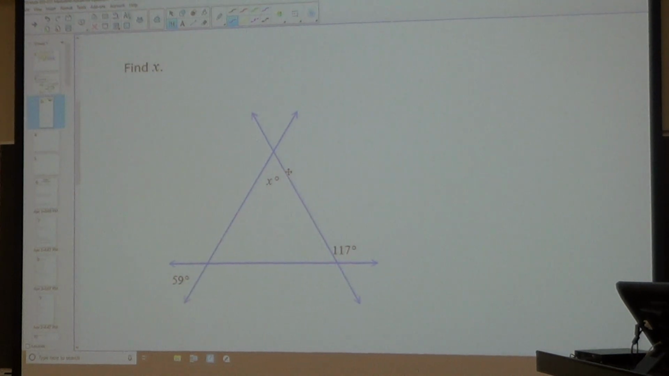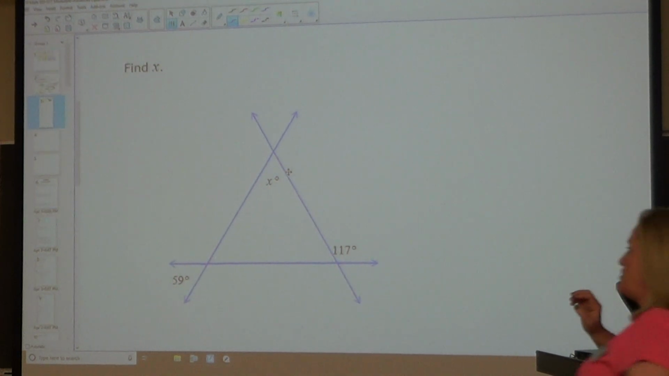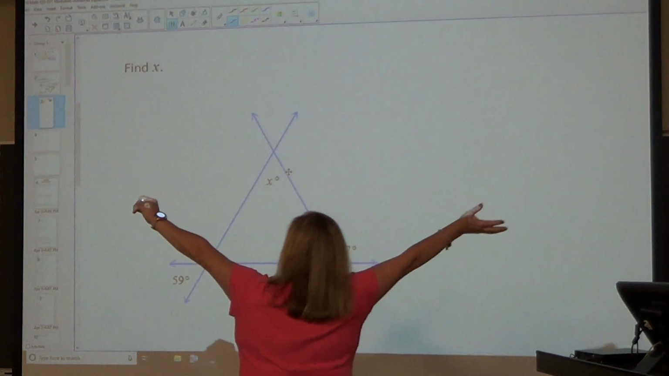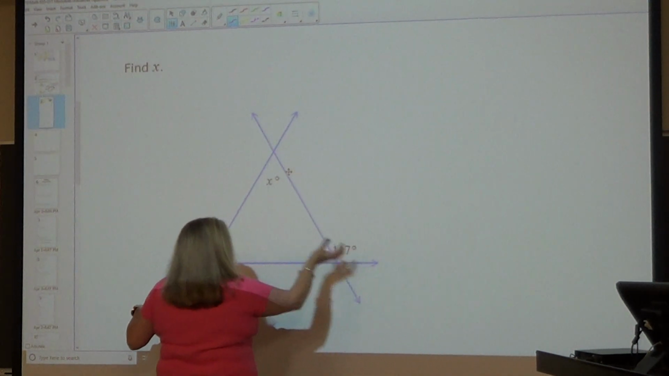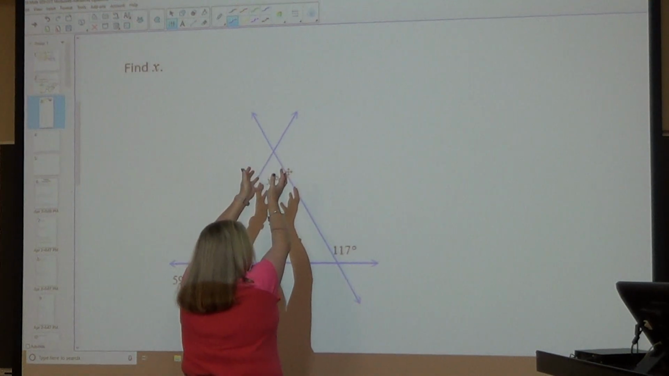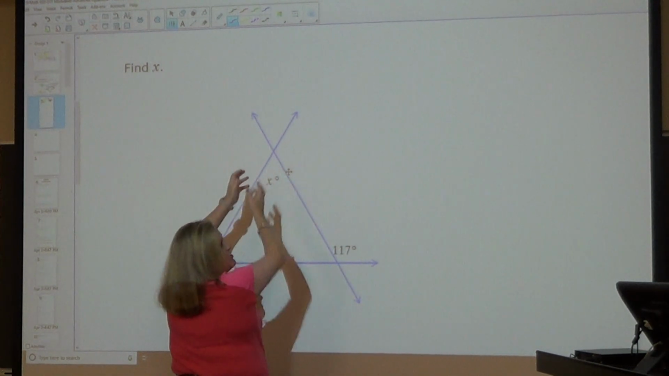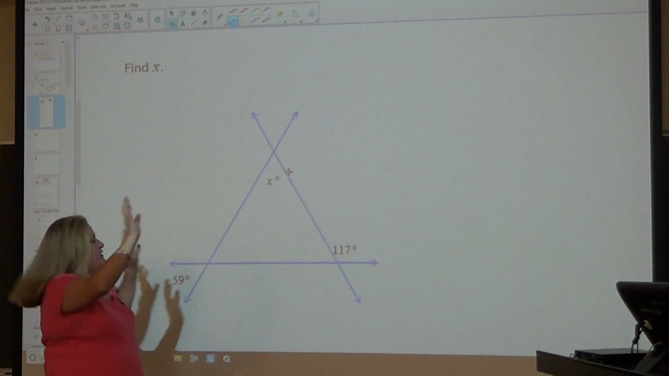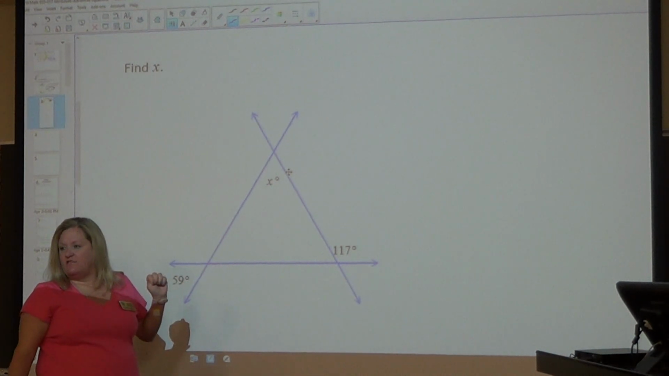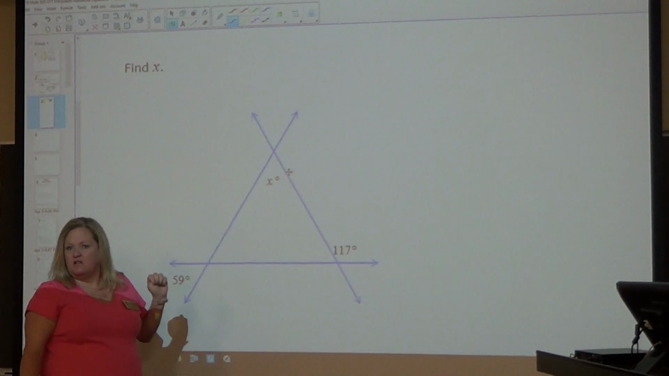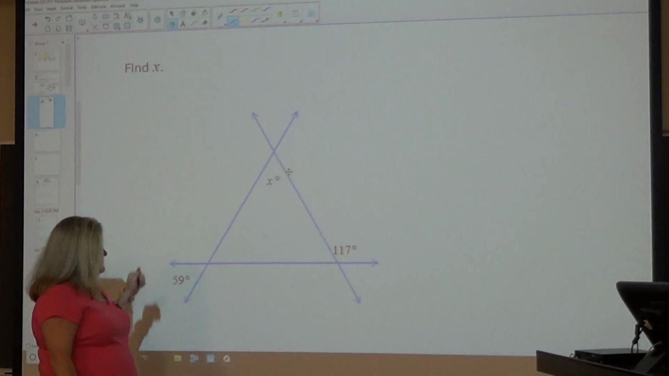This time X was in the middle. So the first one X was over here, so we worked that way. This time X is in the middle, so we're going to work this way and then we're going to work this way. You're always working towards X. I don't care which side I start from. Do you want to start on the right or do you want to start on the left? The left. Okay, the left.